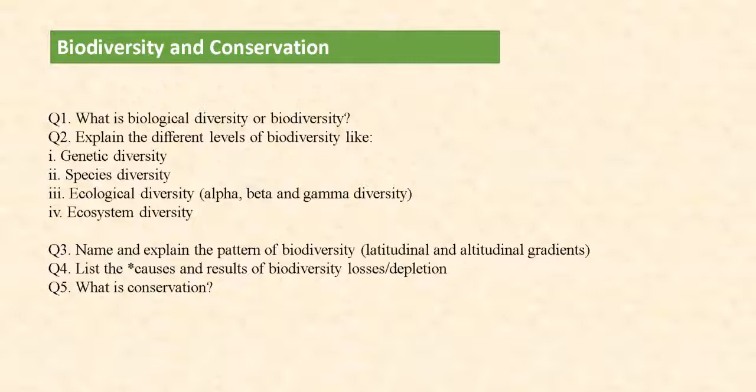definition of biological diversity or biodiversity, then explanation of the different levels of biodiversity like genetic diversity, species diversity, ecological diversity, and in the ecological diversity we also need to read about its subsections like alpha, beta, and gamma diversity. Then we also read about the ecosystem diversity. Then in question number 3, I have written name and explain the patterns of biodiversity. That is latitudinal and altitudinal gradients.